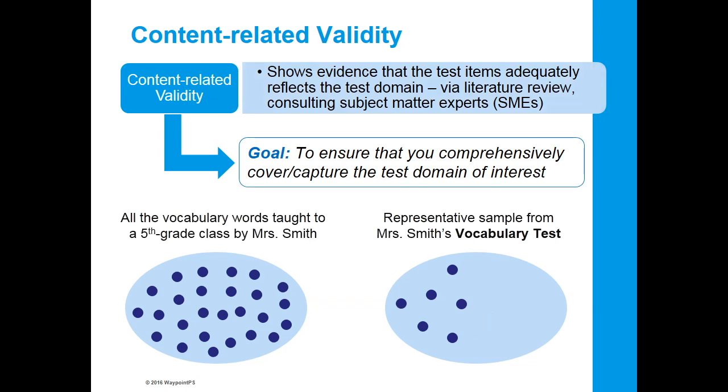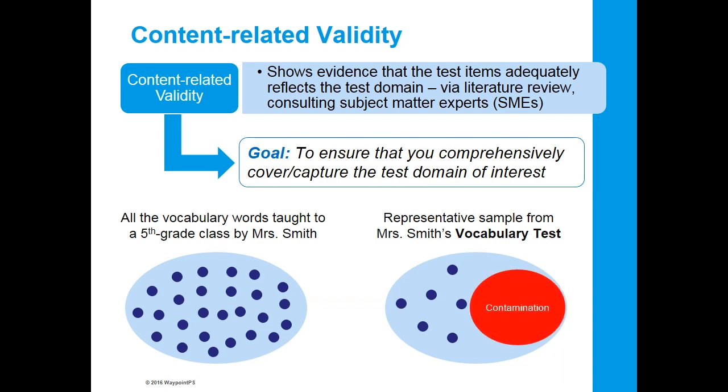So here's an example of a deficient test in the sense that the test itself, the bubble on the right, does not represent all of the words that were taught in class. If you can imagine that the blue dots represent the actual words and the easier words are to the left, you can see that where the red bubble is, some of the more difficult words are not represented in this particular test. And in this case, therefore, the test is deficient.